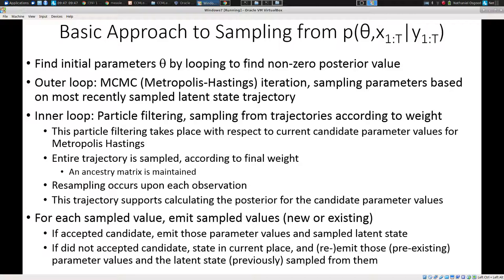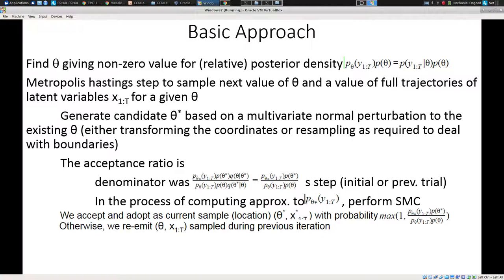Now, what's notable is in this outer loop, where we're sampling the parameters, there's this kind of yin-yang sort of relationship here. In this outer loop, we are sampling theta based on an understanding that the latent state of the system was as sampled last time. The trajectory was as sampled through the last time through this inner loop. And then we are doing the inner loop assuming that the parameter value is as picked as the candidate value in the outer loop. So you kind of go back and forth between performing particle filtering, assuming this candidate value being considered for MCMC, and performing MCMC, assuming that the last thing picked for particle filtering was correct. So you go back and forth between these, jointly sampling from trajectories and from parameter values.